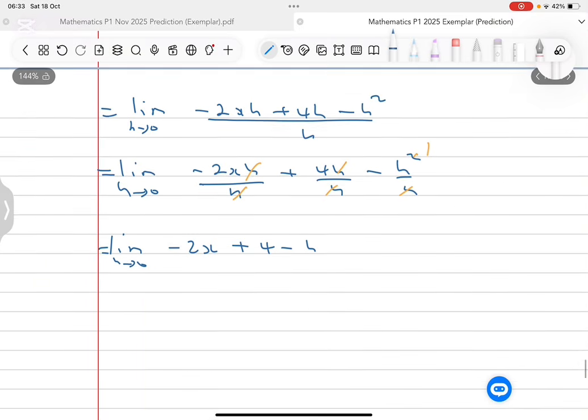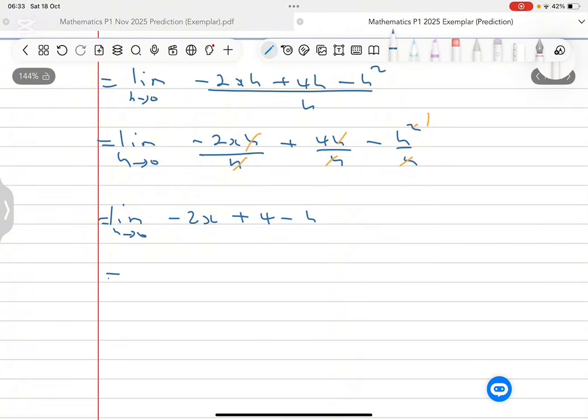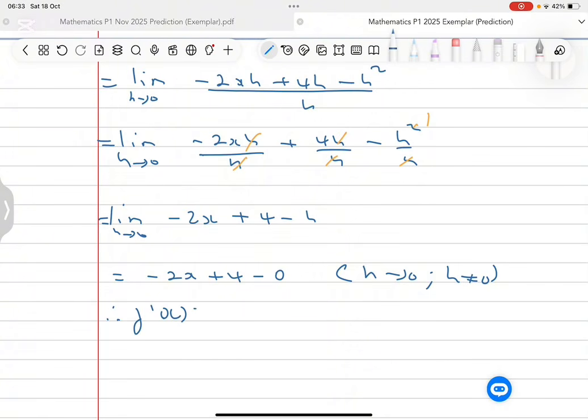as h approaches 0. Now, the next step, we're going to use the substitution method of limits. So this means we are going to have negative 2x plus 4 minus 0. What we mean here is that h approaches 0, but h is not equal to 0. It is a number that it is approaching. And when you simplify this, it will give you the derivative of our function, which is negative 2x plus 4.